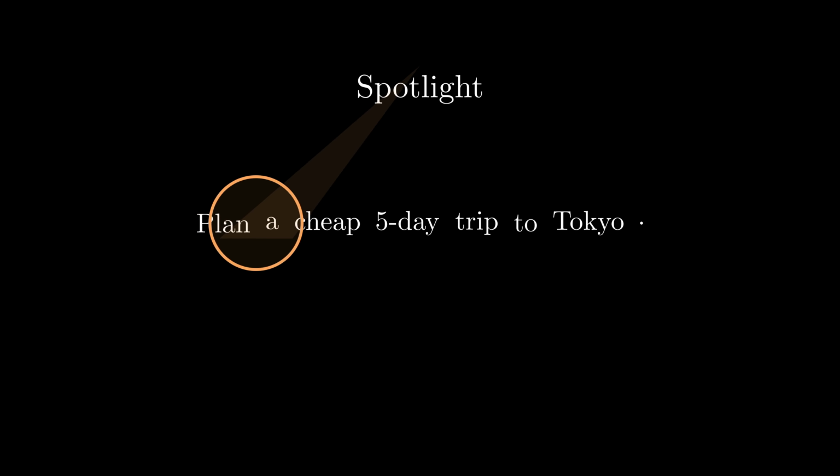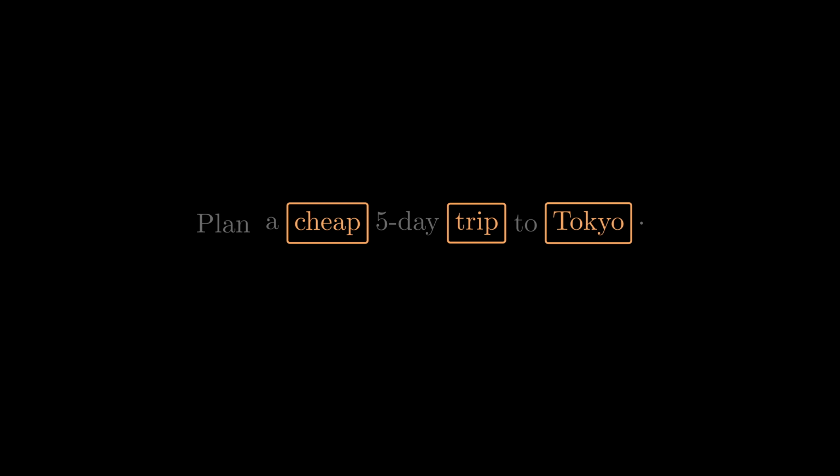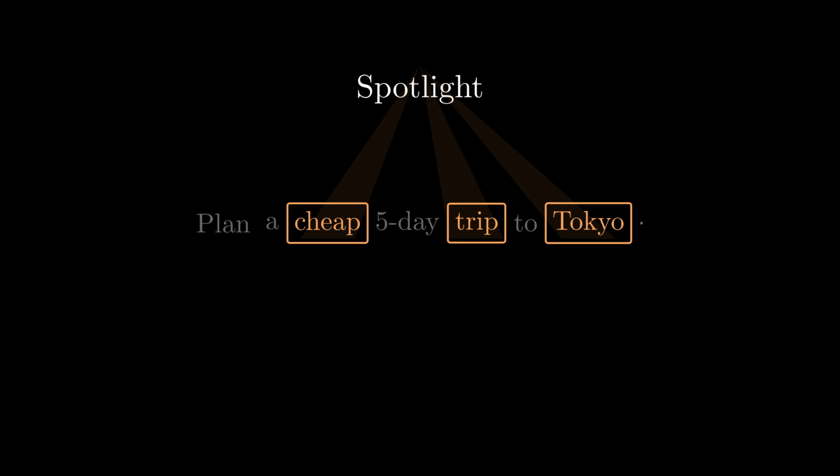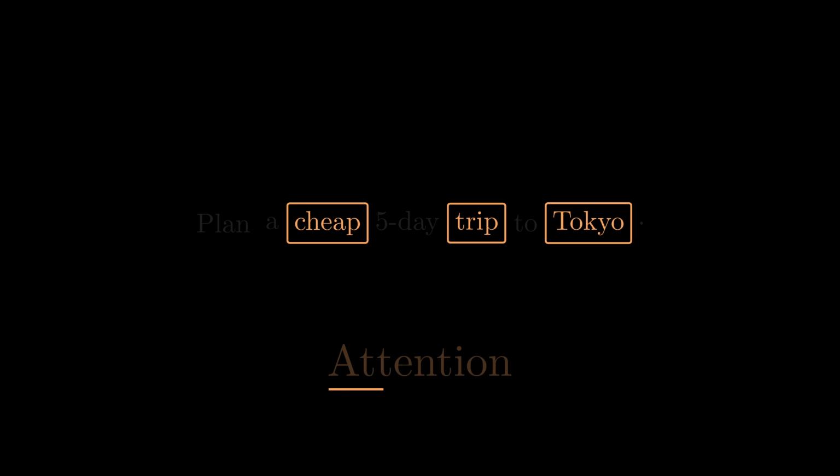You can think of it like a spotlight. Some words are bright, they carry the meaning of the sentence right now. Others are dim. They are still there, but they don't matter much. In the travel sentence, cheap, trip and Tokyo are bright. Words like to or a fade into the background. This system is called attention.